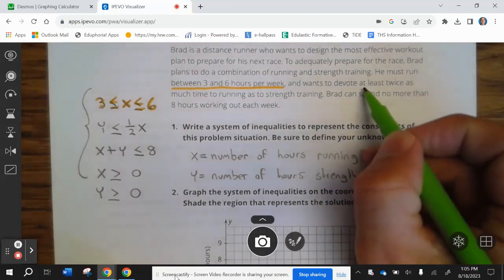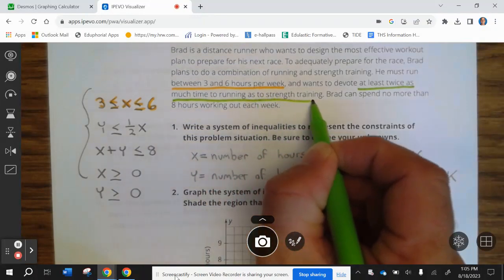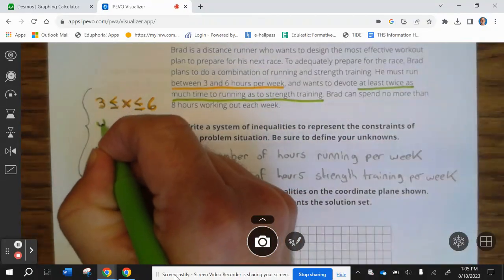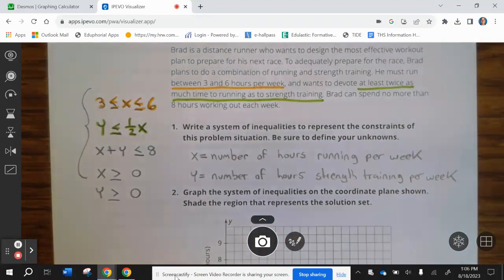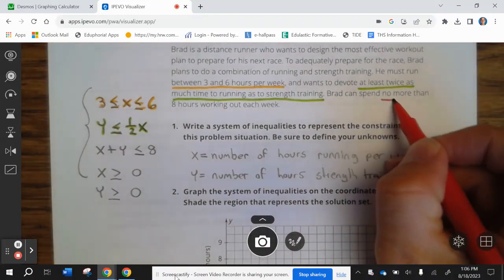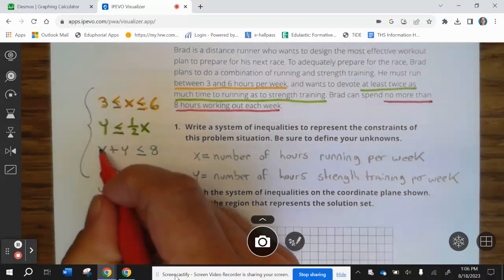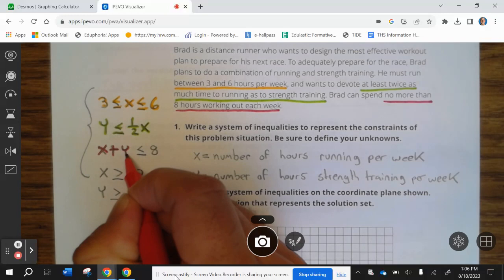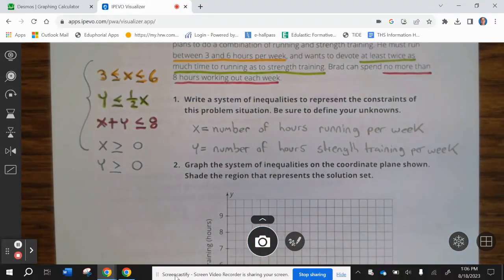Okay. He wants to devote at least twice as much time running as strength training. That's this inequality right here. Okay. And then he wants to spend no more than 8 hours working out each week. That's this inequality right here. And then X has to be greater than or equal to 0, and Y has to be greater than or equal to 0, okay? Because you can't have negative hours.